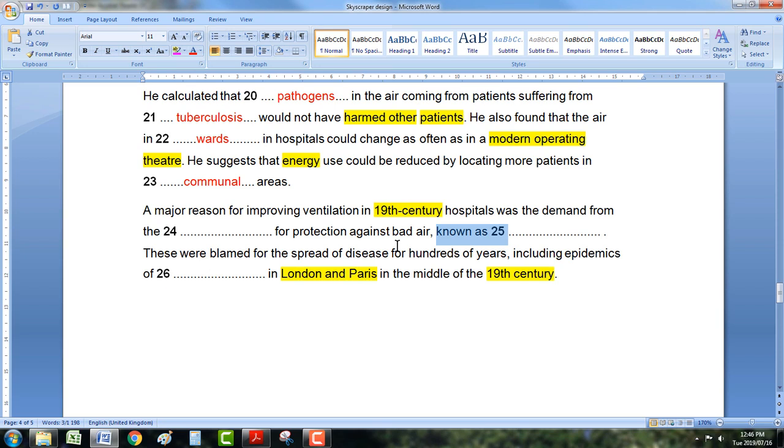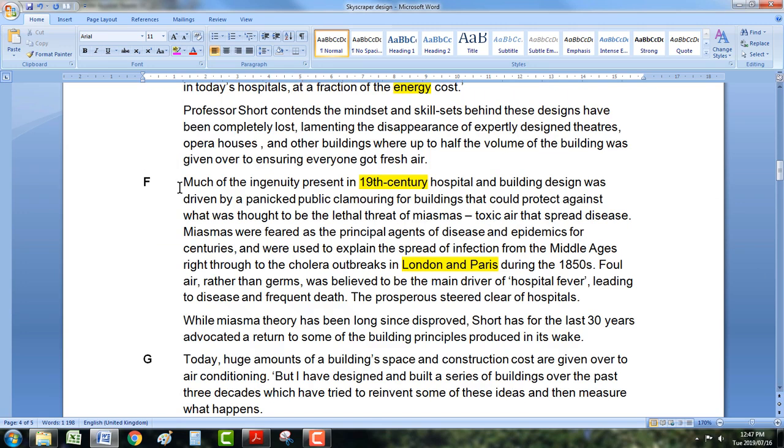They use "known as" to introduce a new term. There are various ways of introducing a new term, so let's see if we can find that. Bad air, known as something. We're in this paragraph over here now. Can you see air or bad air? There it is over there, bad air.